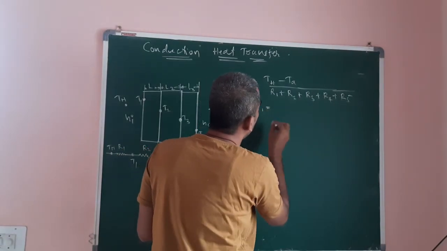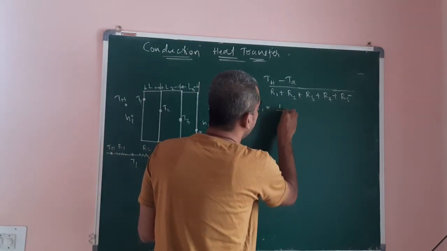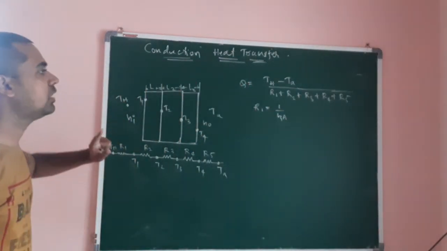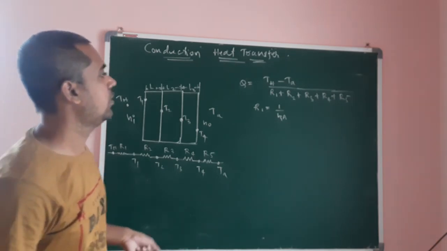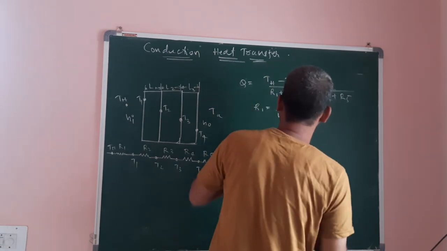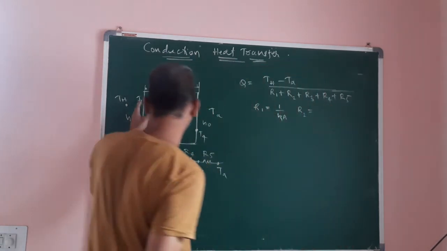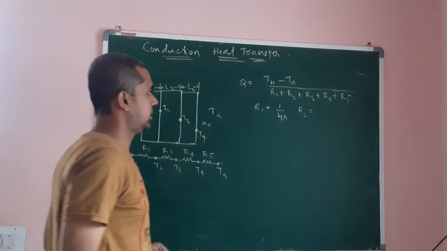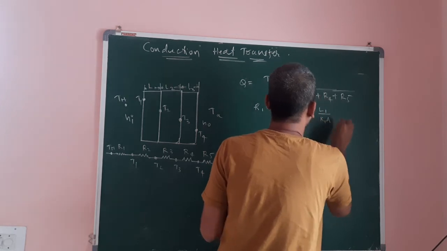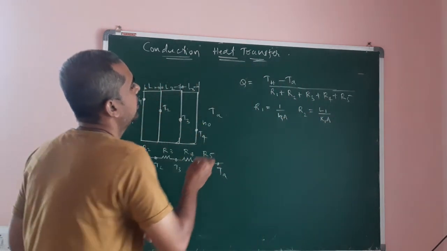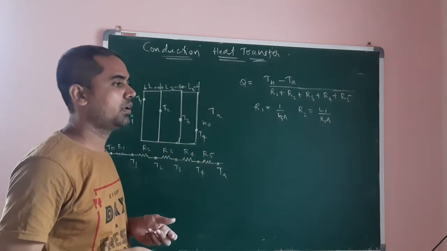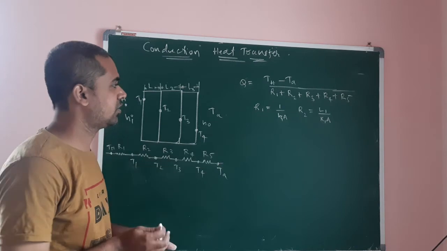Therefore, R1 is equal to 1 divided by hi into A, where hi is the internal heat transfer coefficient. Okay, 1 divided by hi into A. R2 is equal to, it is conduction heat transfer from T1 to T2. Therefore, it is L1 divided by K1 A, if I am assuming that the area normal to the heat transfer remains constant. It is one-dimensional heat transfer flow.